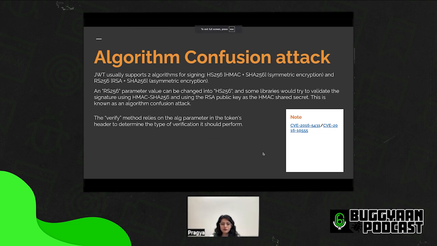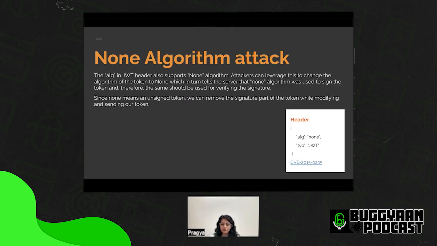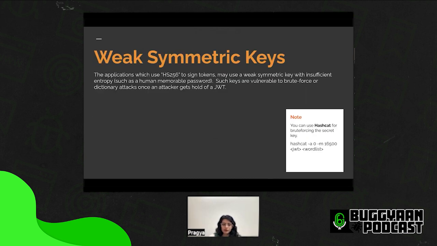Okay, that was the algorithm confusion attack. So we discussed two attacks so far: the none algorithm, which is based on tampering of the header, then algorithm confusion, again tampering of the header. Now we'll move to the next one, which is weak symmetric keys.